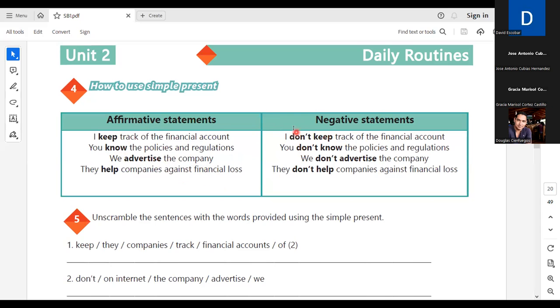Eso mismo, solo que entre el subject y el verbo vamos a agregar don't. ¿Por qué? Solamente estamos, en este caso, haciendo oraciones con I, you, we, and they. Si las oraciones incluyeran he, she, it, ya no sería don't, sino doesn't. Pero para los sujetos I, you, we, they, siempre el auxiliar negativo va a ser don't. I don't keep track of the financial account. You don't know the policies and regulations. We don't advertise the company. They don't help companies against financial loss.